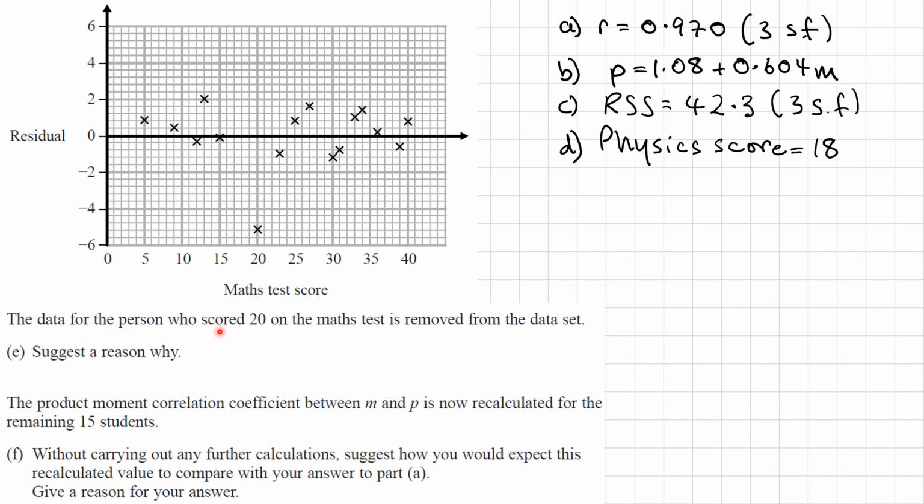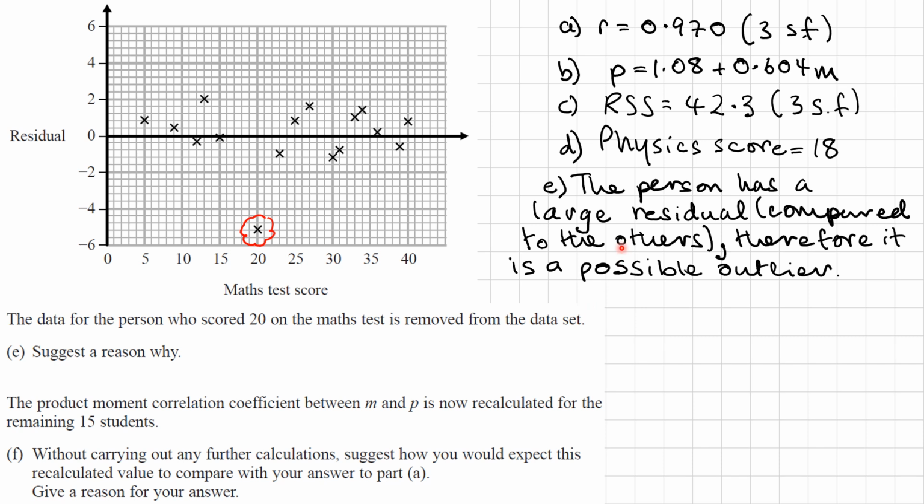The data for the person who scored 20 on the maths test is removed from the dataset. Part E suggests the reason why. So let's find this person on this residual plot here. So this is a person who scored 20. There's the residual. So I would say that a reason for them being removed is because they have such a large residual. And I will go on to say that since the residual is large compared to the others, it's a possible outlier.